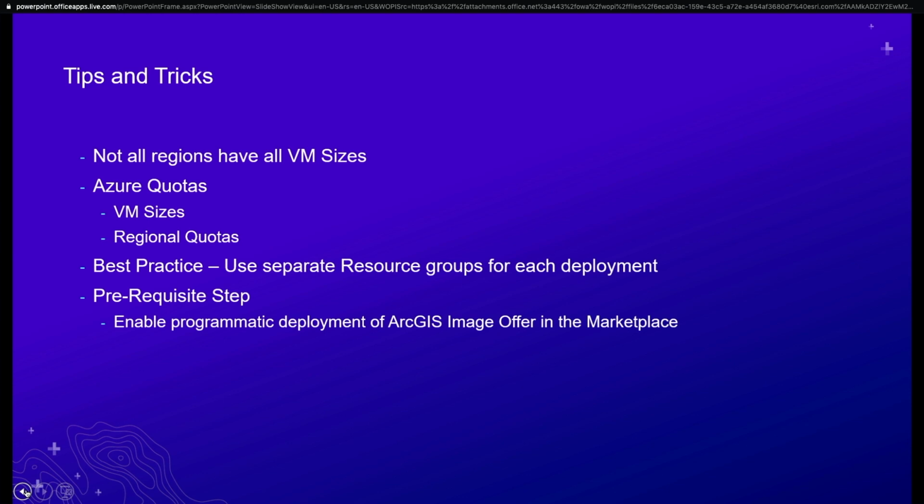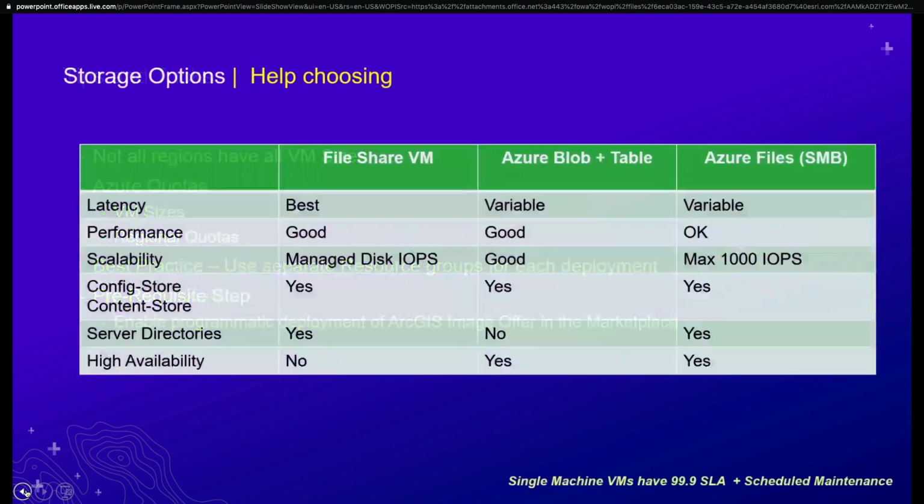Some best practices: try and use separate resource groups for each deployment, so that you have control over access and auditing. It's usually a best practice. One prerequisite step that we didn't showcase today is enabling programmatic deployments of the ArcGIS image offer in the marketplace. This is part of our documentation as well.